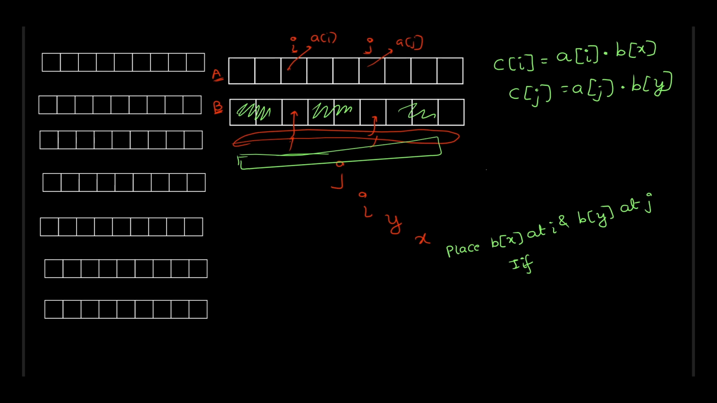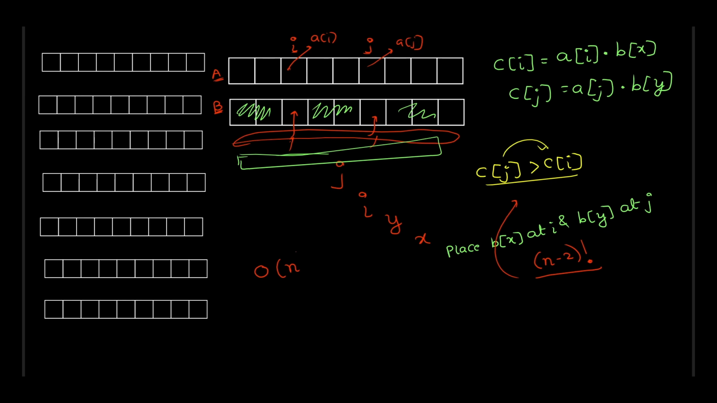Once you have placed it, if cj is greater than ci, you simply add it as an inversion. But in how many permutations will it contribute? This formula does not depend on any elements that are not part of this pair, so you have n minus 2 factorial ways to permute the remaining elements. So you add n minus 2 factorial if ci is greater than cj. This already gives us O of n to the power 4 time complexity, and we have solved the problem in O of n to the power 4.